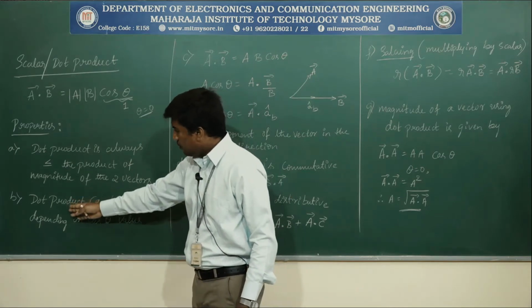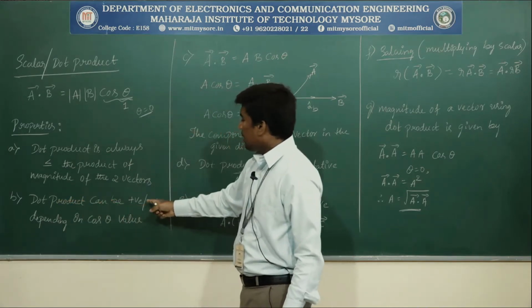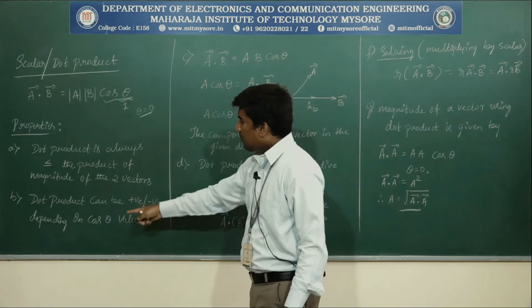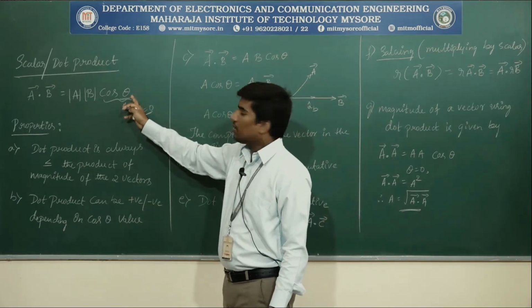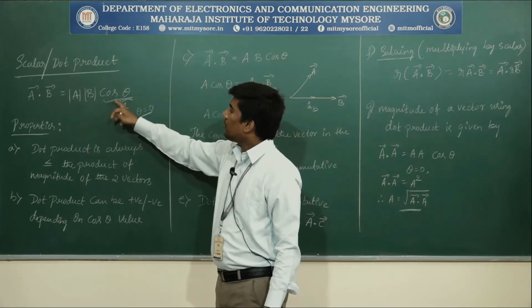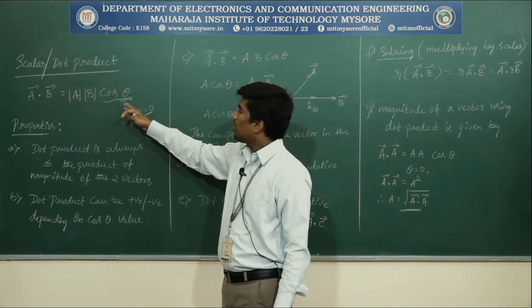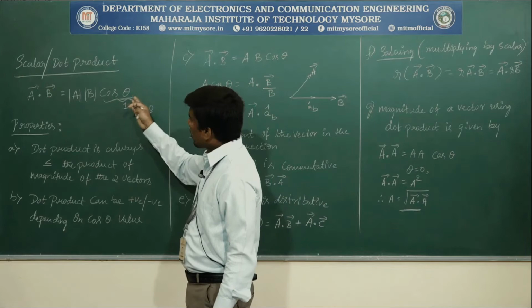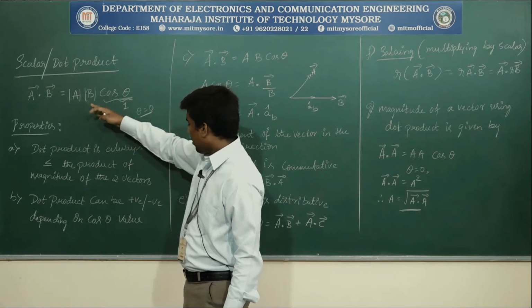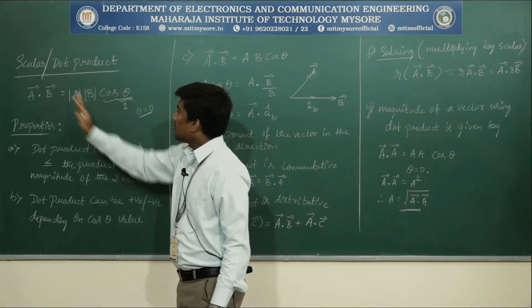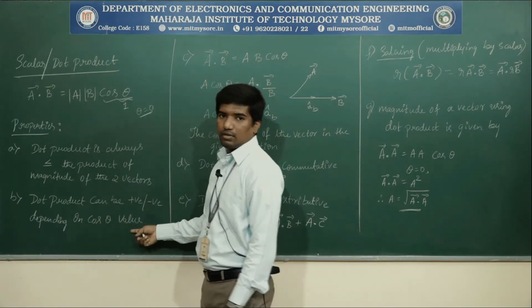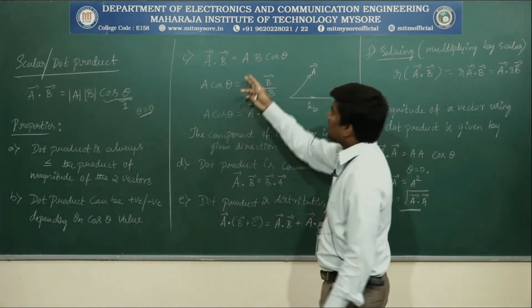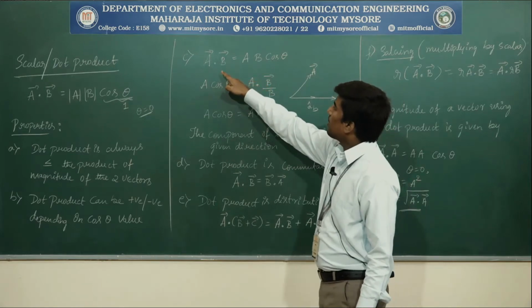Coming to property 2, the dot product can be positive or negative depending on the cos theta value. Based on the angle, the value of cos theta decides the positive or negative sign of the dot product. That is what the second property says. Coming to the third property, look at this.